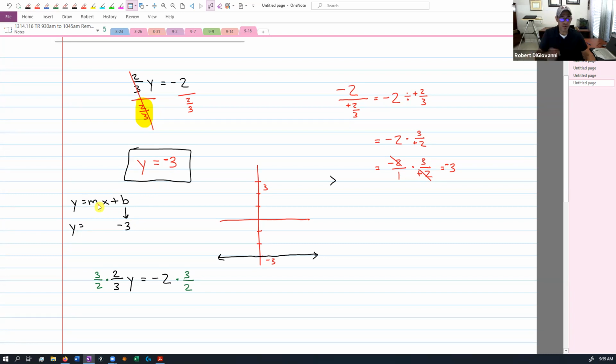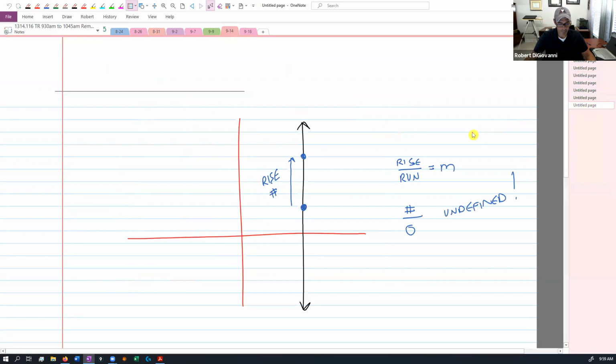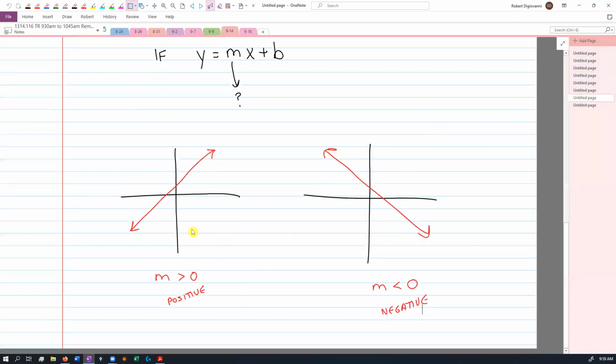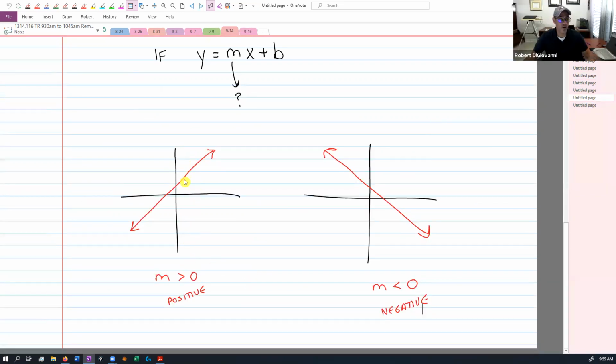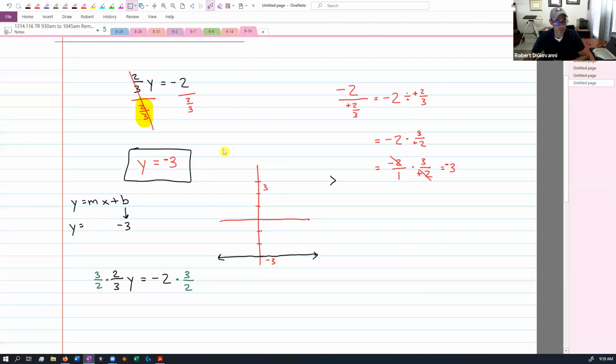But that's because of the slope of the line. What is the slope of the line? Remember, we talked about this last time. If you have a positive slope, it pitches up, right? If you have a negative slope, it pitches down. But what if it's flat? Well, if it's flat, you have a slope of 0. And if this m is 0, what happens if that m is 0?